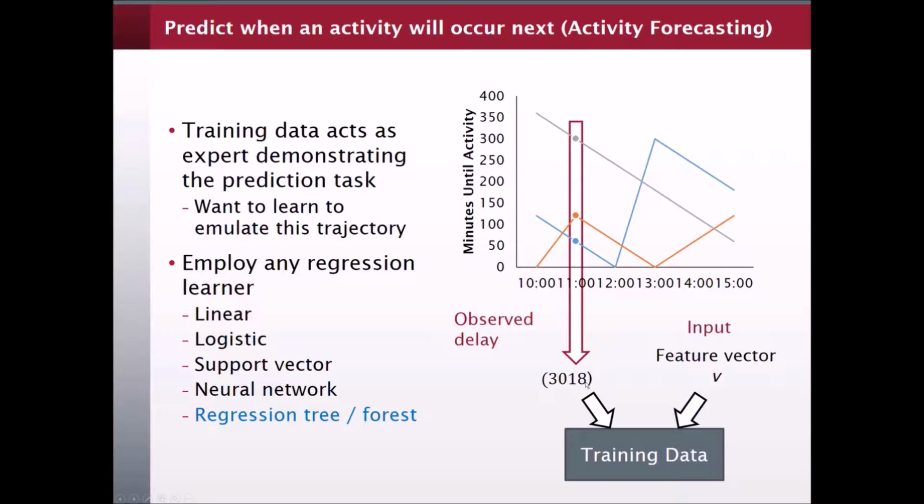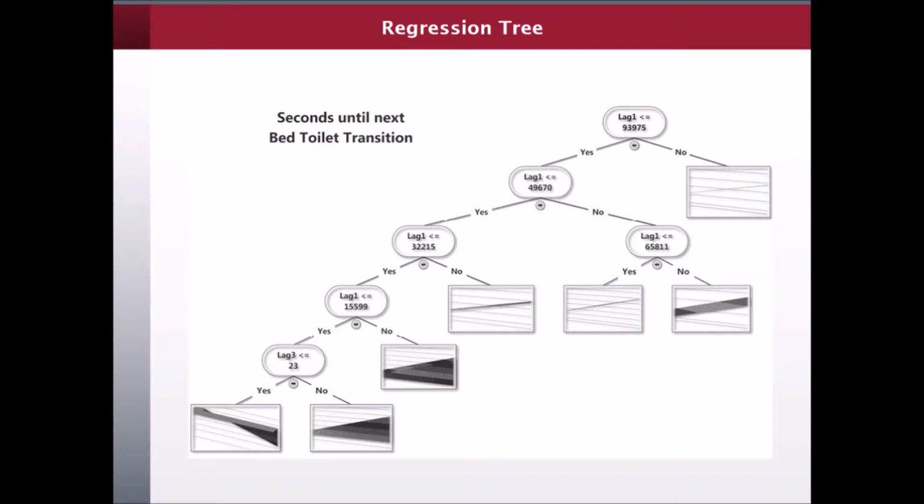So in essence, it has as input the observed delay that it can use to train a regressor and the input feature vector. To learn the mapping from the feature vector to this actual observed delay, this ground truth, we can employ any regression learner. Some common ones are linear regression, logistics, support vectors, neural networks, and regression trees, or a forest of regression trees, which we have used with success in the past. With a regression tree, it looks quite a bit like the decision tree that is discussed in machine learning classes, including the one that is available as part of this program.